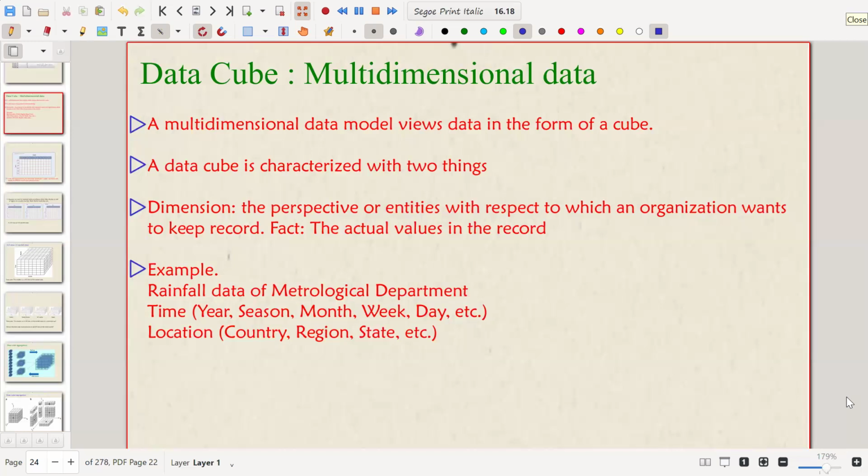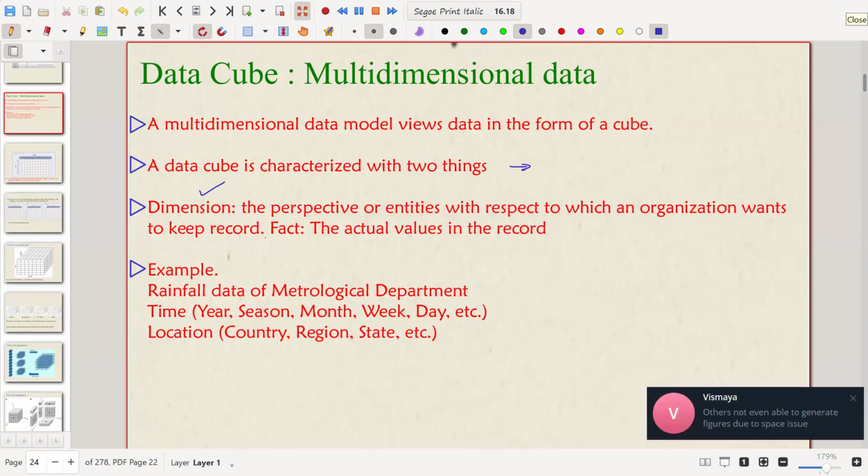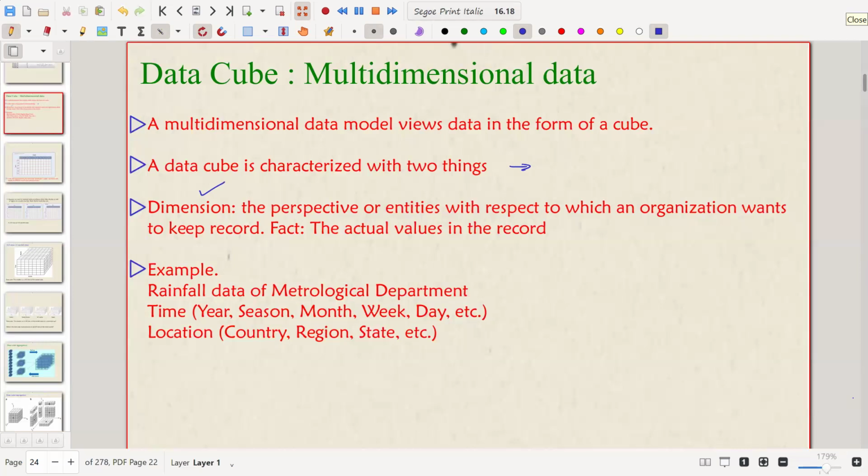So what is a data cube? A data cube is characterized by two things. What are those two things? One is dimension, and another I think I forgot. The perspective or entities with respect to which an organization wants to keep records is the dimension. These are just polished English statements, but you will see the example and understand this.